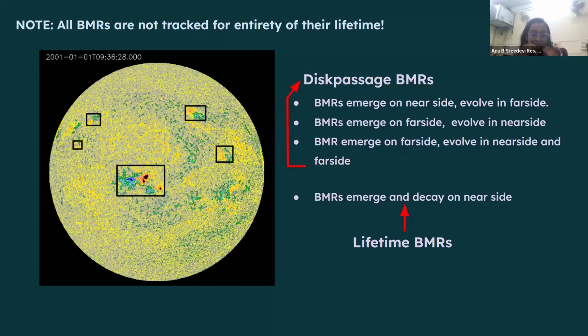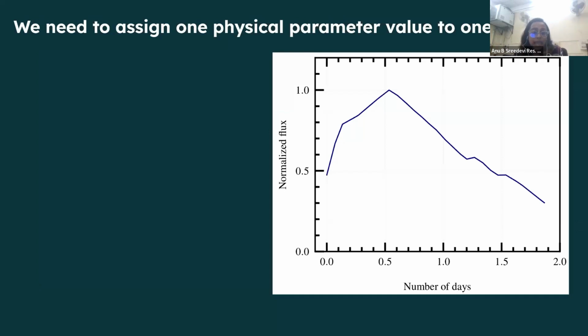So for the analysis purpose, we will be combining the lifetime and passage BMRs. Again, in this work, we need to assign one physical parameter value to one BMR, since we are taking tracking into account, and we are treating all the BMRs irrespective of their size. We are treating them the same. So we have to assign one physical parameter value to one BMR. So how are we going to do that?